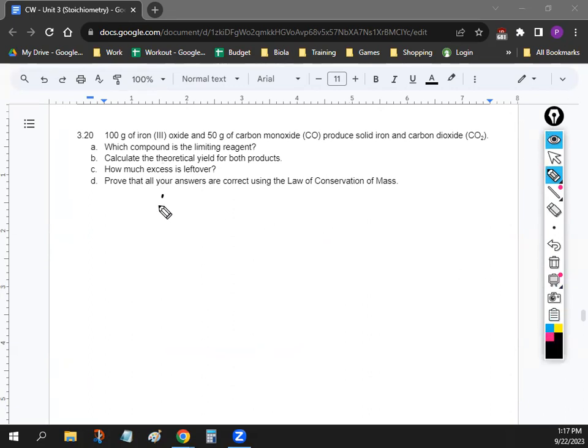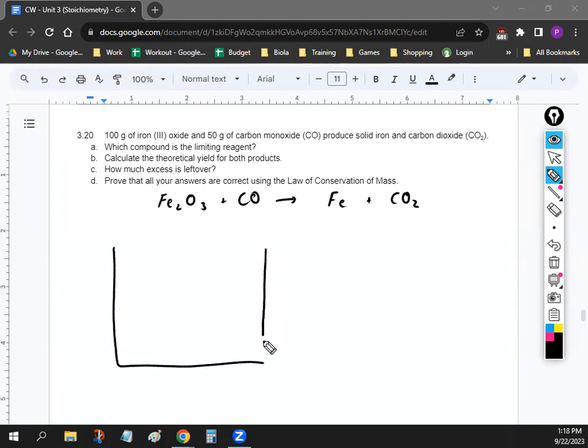I'm going to start by writing the equation again. So you got Fe2O3 reacting with carbon monoxide to produce iron and CO2. I'm not going to balance it because it's not necessary. I'm just going to draw you guys another amazing picture so you can visualize what's going on, okay? So let's say this is our container for the reactants, and this is our container for the products. It's beautiful. I'm going to even add a detail. It's a beaker. Wow.